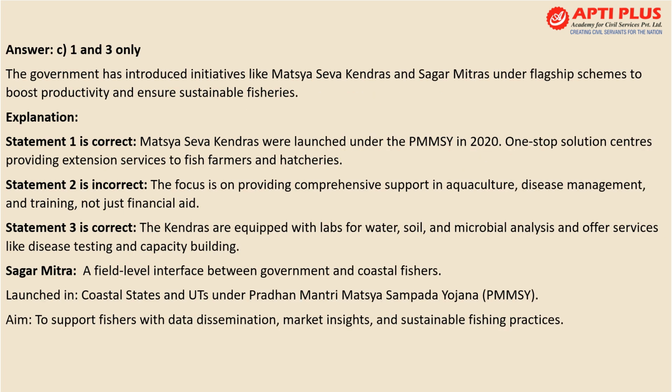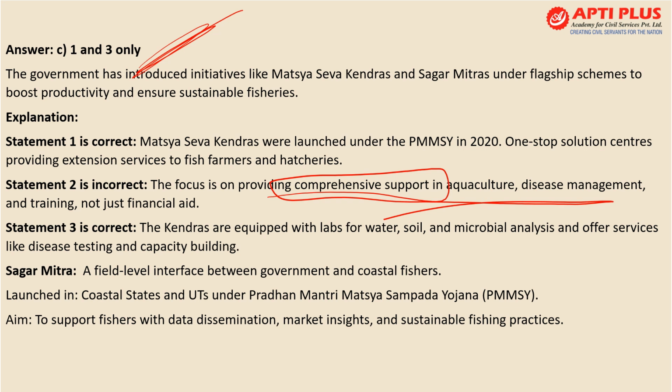So 1 and 3 will be your answer. 2 is wrong since it is not exclusively focusing on financial aid but provides comprehensive support in aquaculture, disease management, training. Okay, and it was launched under संपदा योजना in 2020. तो मत्स्य संपदा योजना आपकी फिशरीज में है, मत्स्य से पता चल जाता है. और उसी के अंदर दो इनिशिएटिव लॉन्च किए हैं, मत्स्य सेवा केंद्र और सागर मित्र. So this question has been with respect to these two schemes. अपार्ट फ्रॉम दिस, एक और ऐसी स्कीम के अंदर इनिशिएटिव है, that is Sagar Mitra.